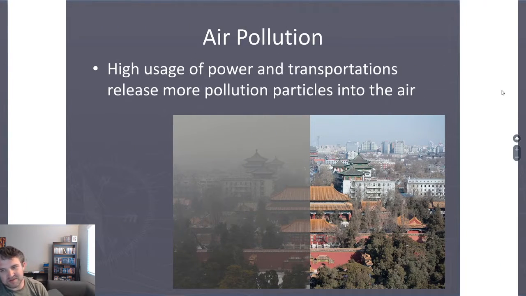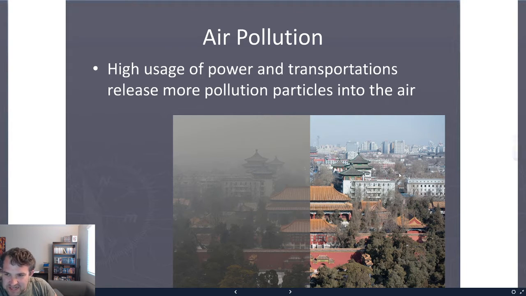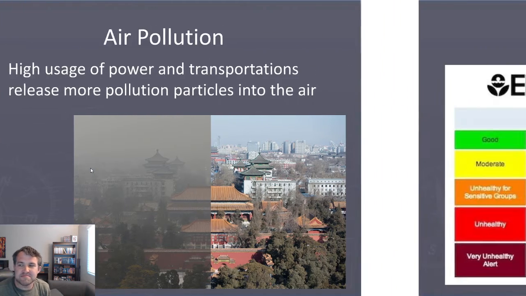Air pollution. Oh my goodness. Look at this picture showing you two versions of Shanghai. High power transportation releases pollution particles into the air. People can't breathe it, especially in China today. Just the worst. And look at how much it ruins your visibility too. Wow, you can't even see anything going on back there. So air pollution, another big problem with cities.